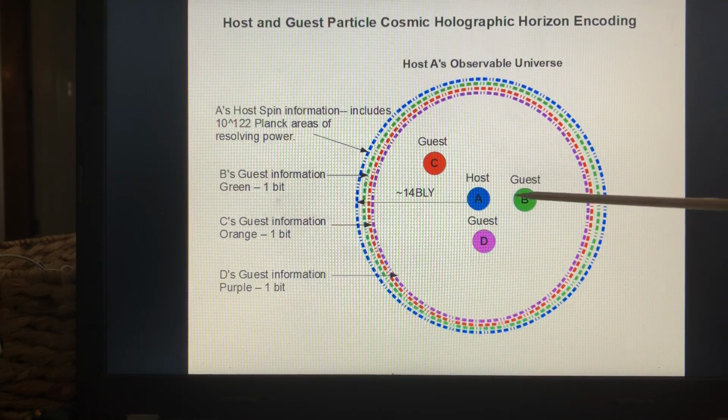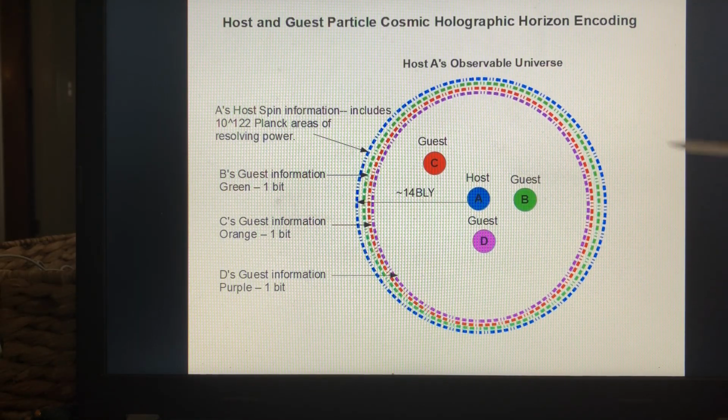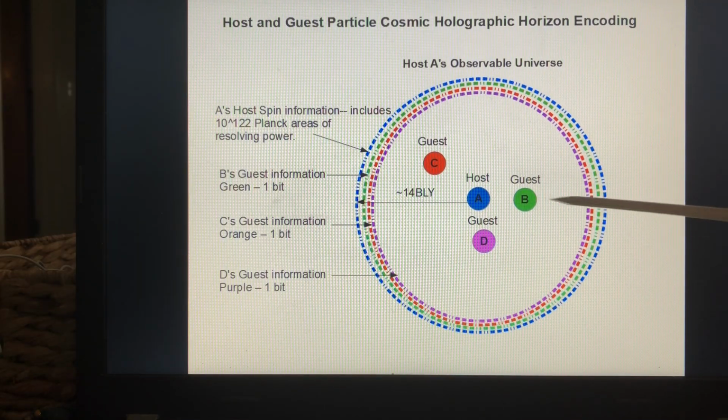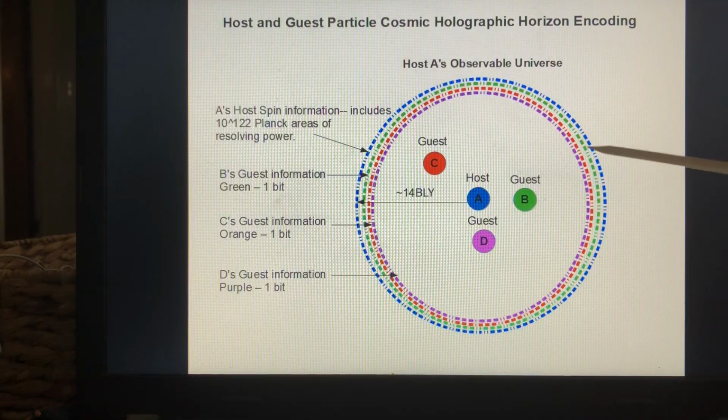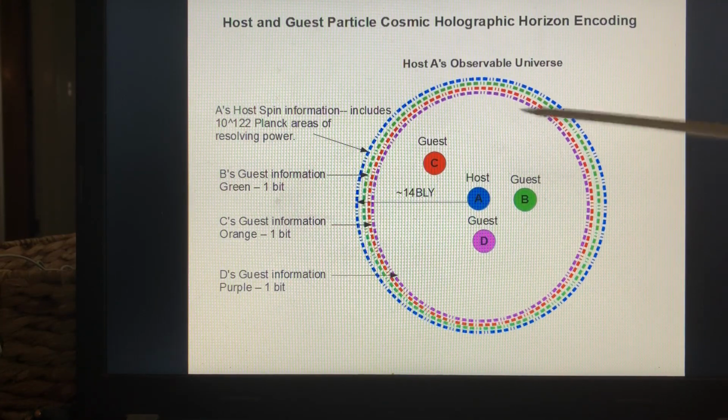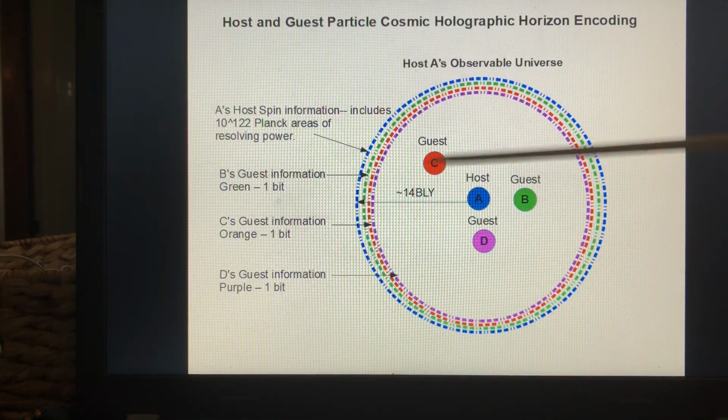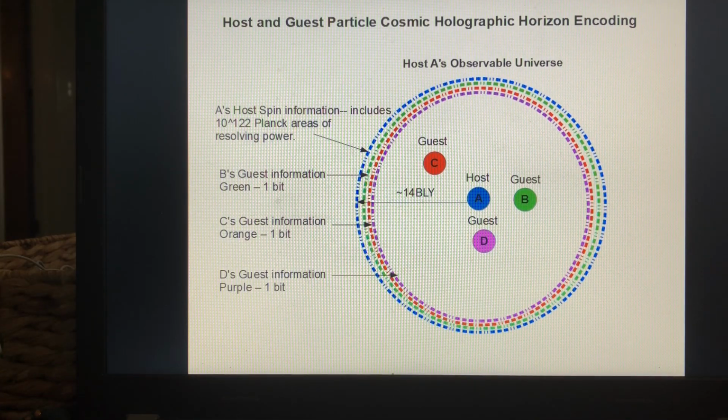Now here we have guest B, which is a guest in host A's observable universe. Now it's a host in its own right, but for host A, it's a guest. And it's a 1-bit data replica of spin holographically encoded on A's horizon. C here is shown in orange, and it's as well encoded as a 1-bit data replica on host A's cosmic horizon. And D as well, as you can see in the purple.